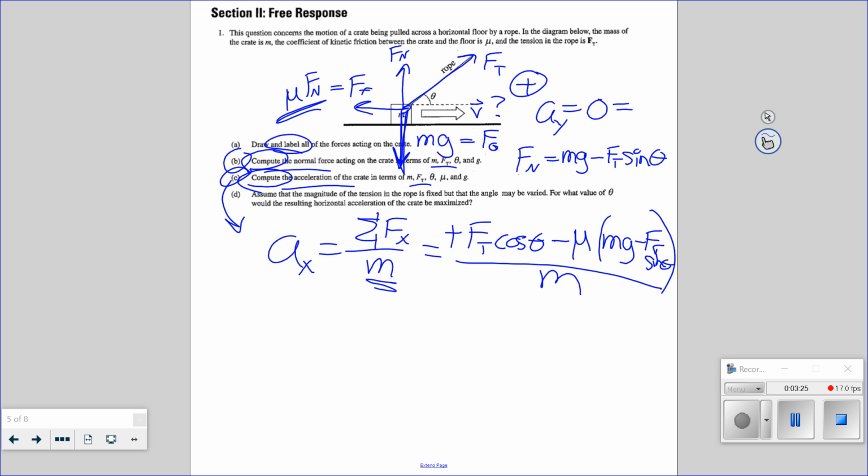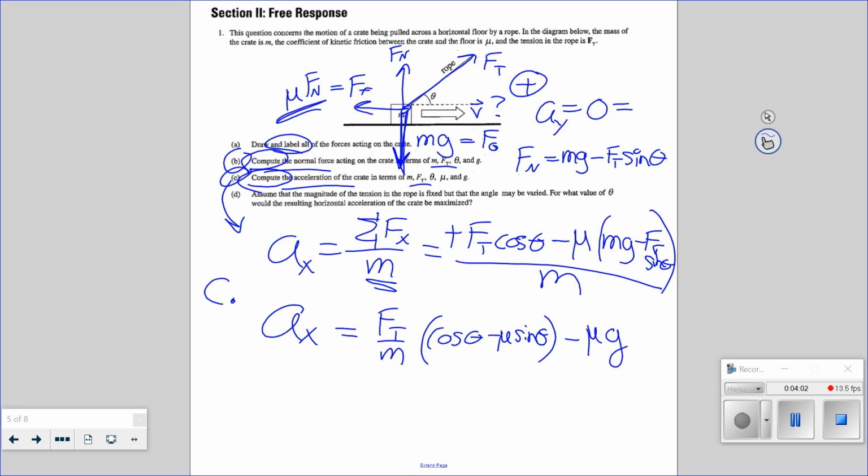Are there any other forces? I don't think so. Let's see. I would want to simplify it though. We have F_T over m, and then cosine theta minus mu sine theta. And then we have minus mu g. Okay, any questions? That's part C. Very good.